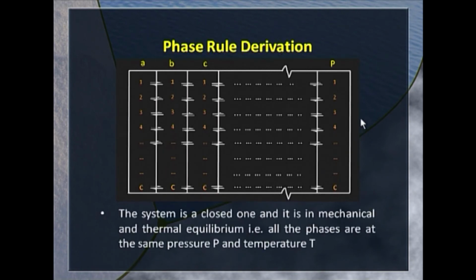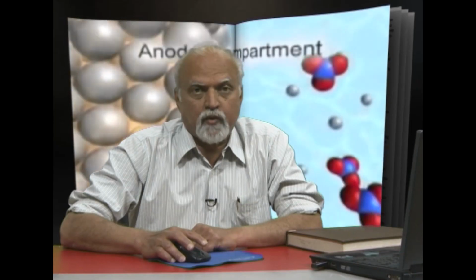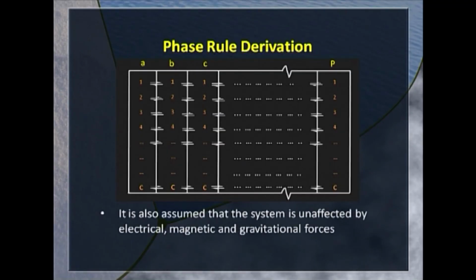The system is a closed one and it is in thermal and mechanical equilibrium. That is to say that the pressure and temperature are the same throughout the system. We make an assumption here. There are no chemical reactions between the substances in the system. Otherwise, there will be restrictions imposed on the system. We also assume that the system is unaffected by electrical, magnetic and gravitational forces.